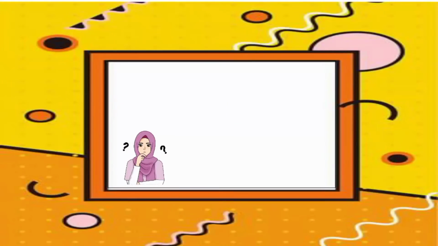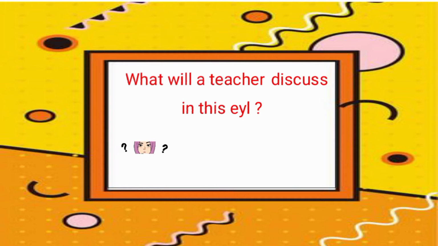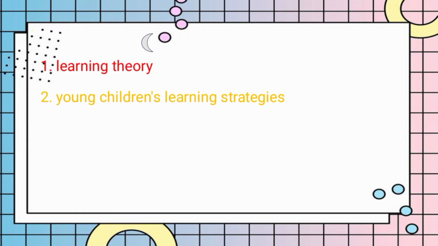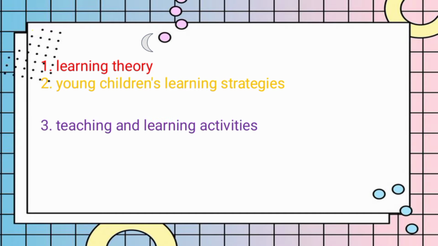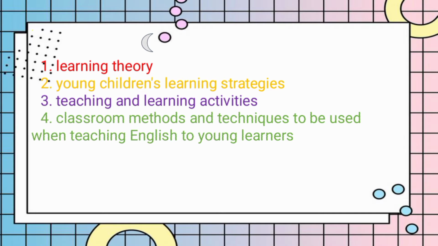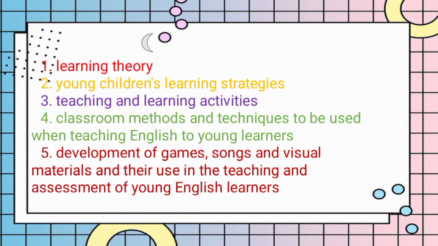So, what will a teacher discuss in this EYL? More specifically, this course addresses issues related to: first, learning theory; second, young children's learning strategies; third, teaching and learning activities; fourth, classroom methods and techniques to be used when teaching English to young learners; and the last, development of games, songs, and visual materials and their use in the teaching and assessment of young English learners.